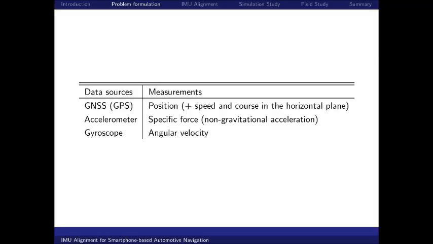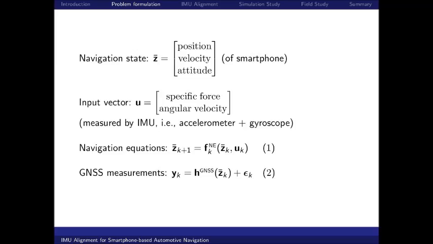We will also use accelerometers, which measure three-dimensional specific force, and gyroscopes, which measure three-dimensional angular velocity. I will begin by presenting the standard method of GNSS-aided inertial navigation. First, let us define a navigation state, which includes three-dimensional position and velocity, as well as attitude. Since all sensors are in the smartphone, we should interpret this as quantities of the smartphone. Second, we define an input vector which includes the quantities measured by the inertial measurement unit.